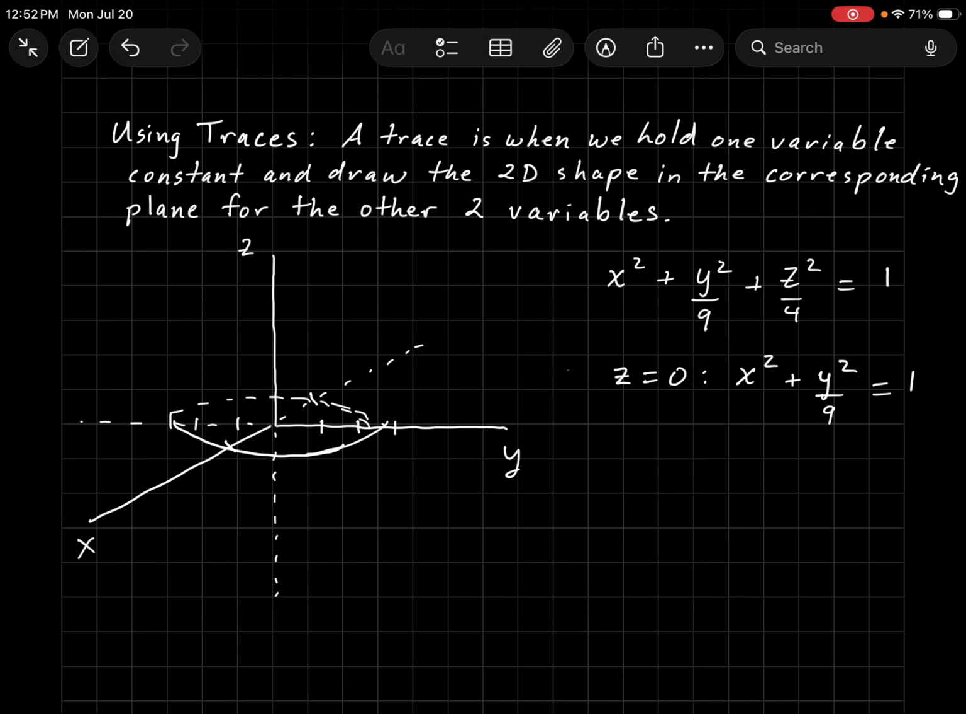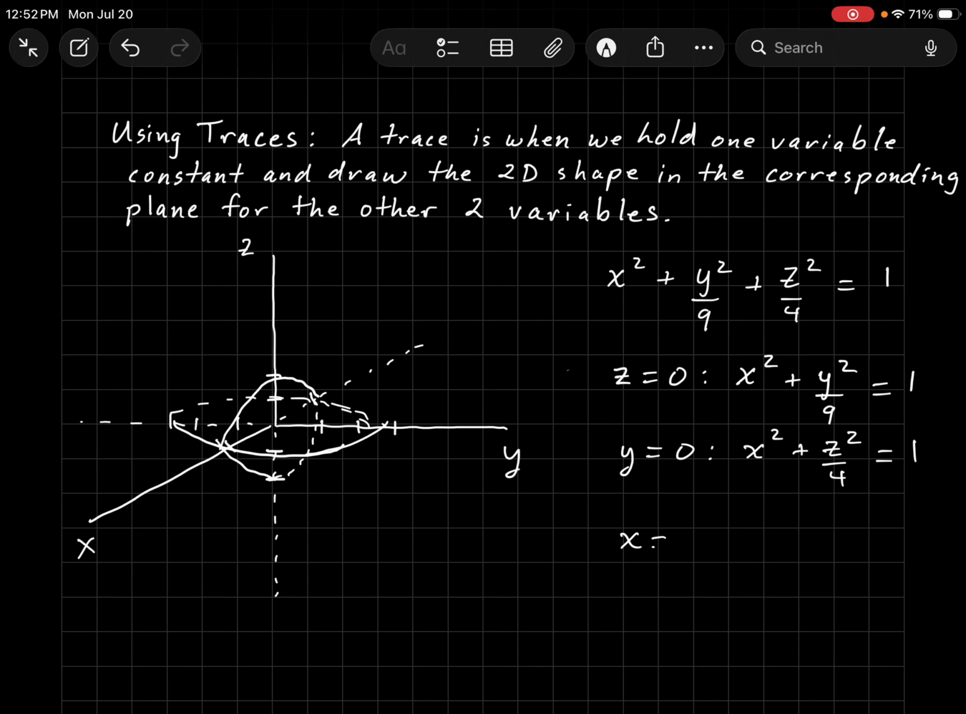Okay, what about if we let y equal 0? So we let y equal 0, we're going to be in the xz plane. And when y equals 0, we get the equation x squared plus z squared over 4 equals 1, which is an ellipse that goes out 1 on the x-axis, but goes 2 in the z direction. So we could draw an ellipse that looks sort of like this. And that ellipse is in the xz plane.